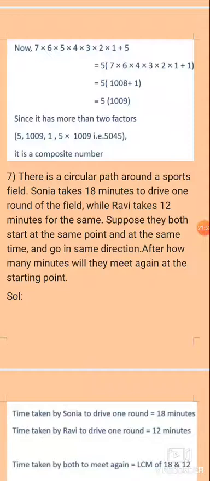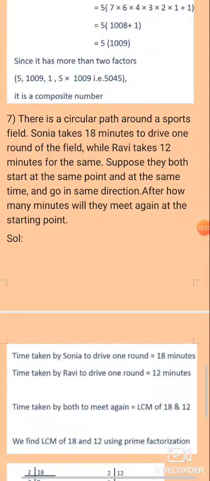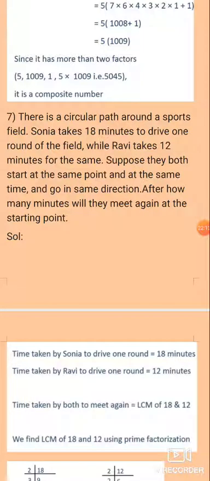Suppose they both start at the same point and at the same time and go in the same direction. After how many minutes will they meet again at the starting point? So listen carefully. We need to find out after how many minutes they will meet again at the starting point. So first step, time taken by Sonia to drive 1 round. How many minutes? 18 minutes. Now the second step, what? Time taken by Ravi to drive 1 round. How many minutes? 12 minutes.